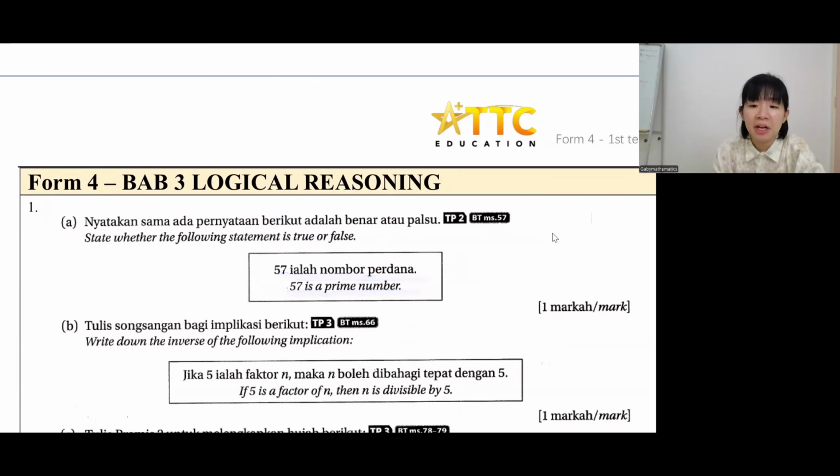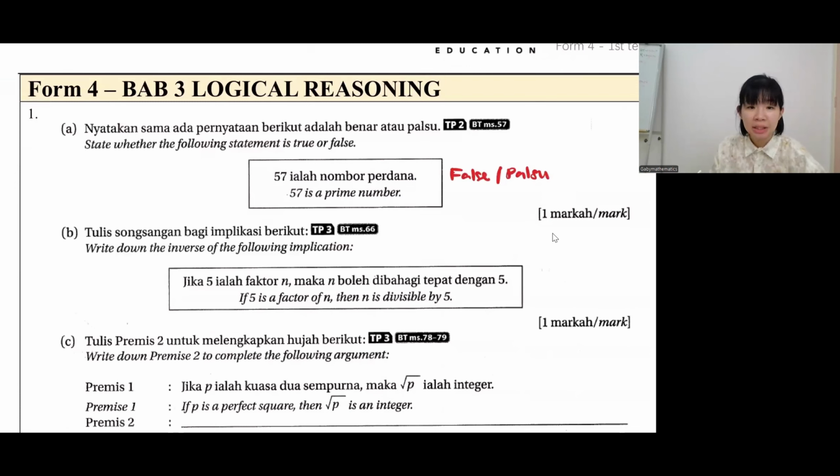57 ialah nombor perdana. So everybody, true or false? Prime number, nombor perdana, is a number that can only be divided by 1 and itself. Can 57 be divided by any number or not? The answer is yes, it can be divided by other numbers. 57 can be divided by 3. You use the calculator to check. 57 can also be divided by 19. So is it still a prime number? So this is false. It is palsu. 57 is not a prime number.